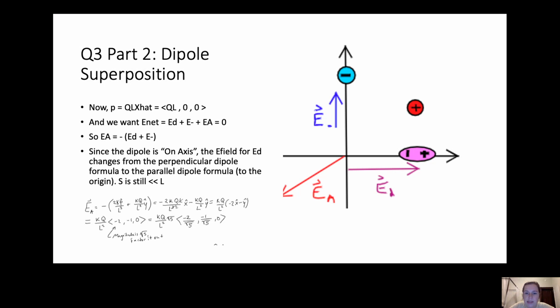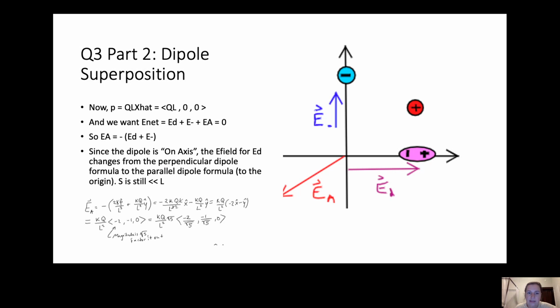And so we're trying to determine where we can place particle A such that E net at the origin is again 0. So we'll start with the dipole moment. This is now equal to qL x hat. So in vector format, that's (qL, 0, 0). And we want E net to be equal to E_D plus E negative plus E_A, which should be equal to 0. So at this point, we can determine that E_A should be equal to negative parentheses E_D plus E negative.